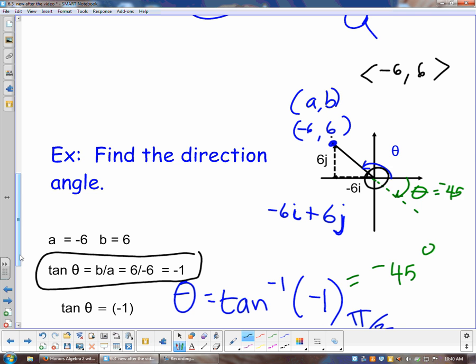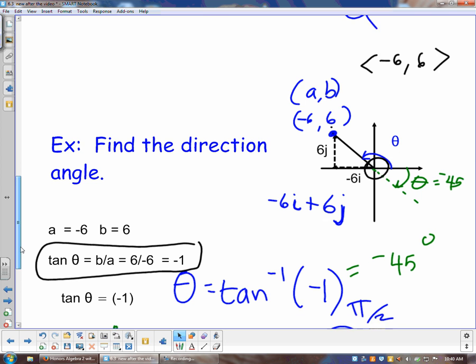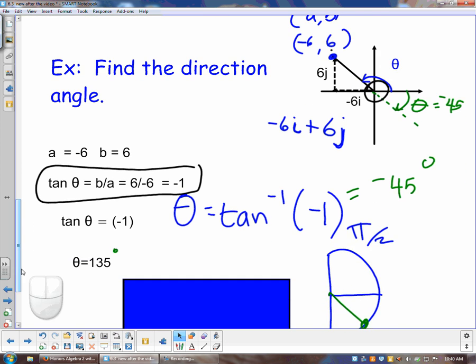Okay, so tangent of theta is going to be negative 1. To find theta, you're going to have to find tangent inverse of negative 1. Go ahead and grab your calculator, please. What does it tell you if you do tangent inverse of negative 1?